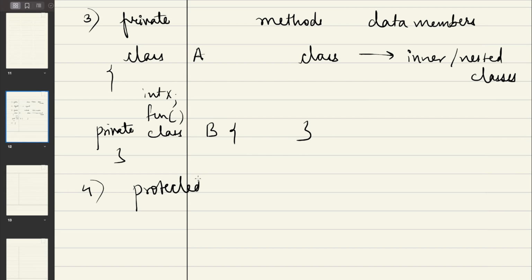Similar to private, we can use protected with methods. We can use it with data members as well. But for classes, you cannot make the top level class protected, because protected means that the access is available in the class and also to all the subclasses which are present in the same package or different packages, but they need to be a child of the main class. So again, you cannot make your top level classes protected. In fact, it is not required.